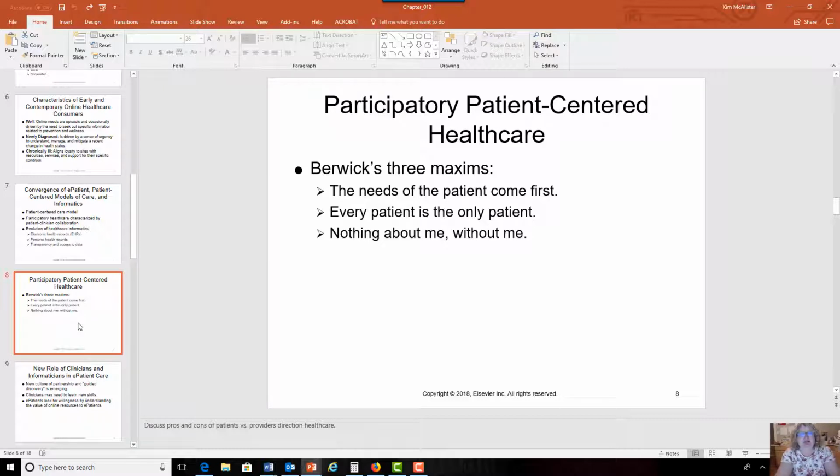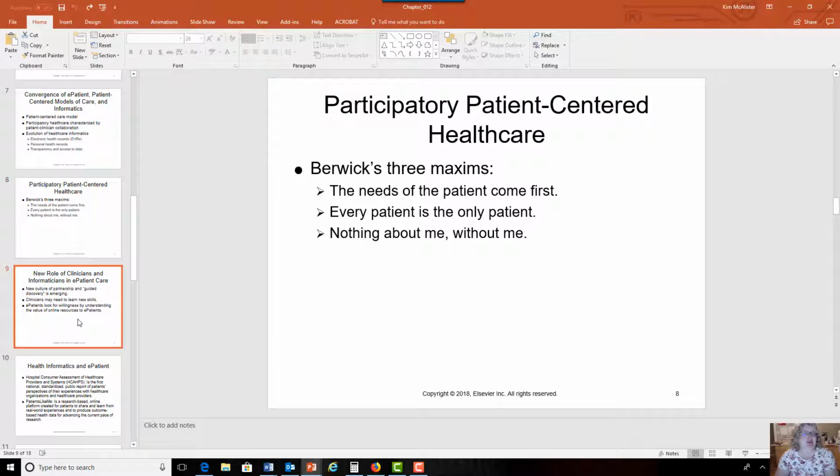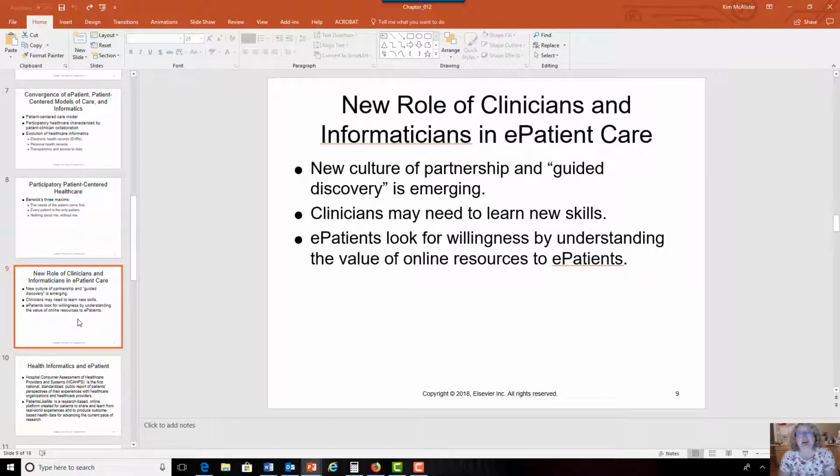And if you Google Donald Berwick, you'll find a lot of information about him. He has done a lot of work on Health 3.0, which is the next step in e-health. And you'll find some really interesting information if you look at that.